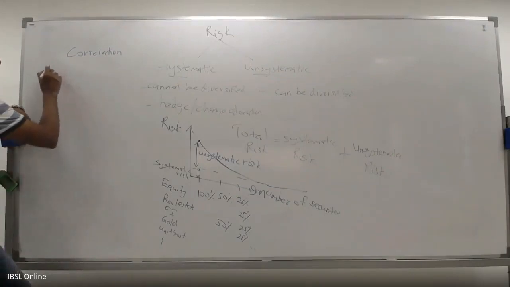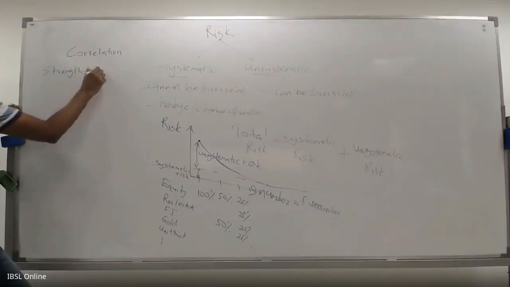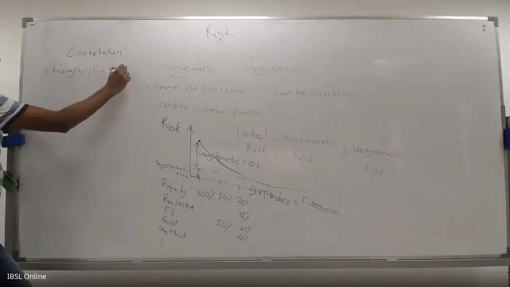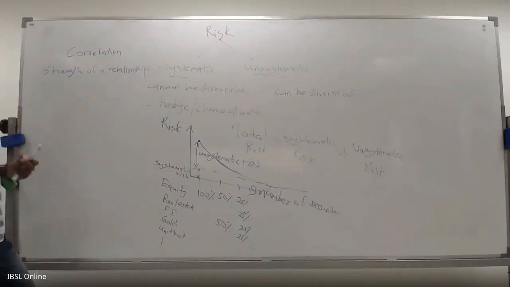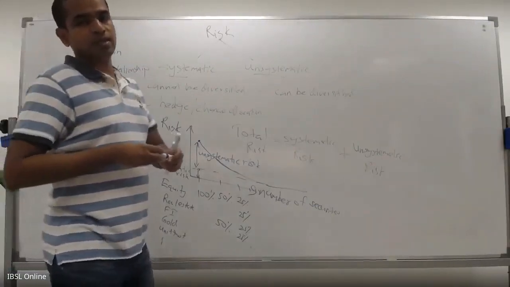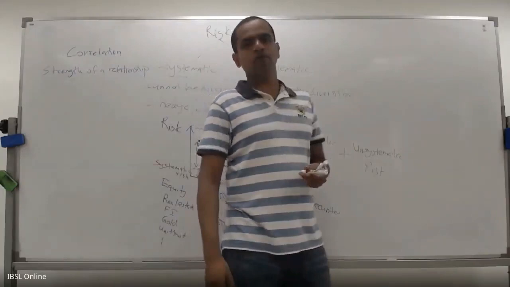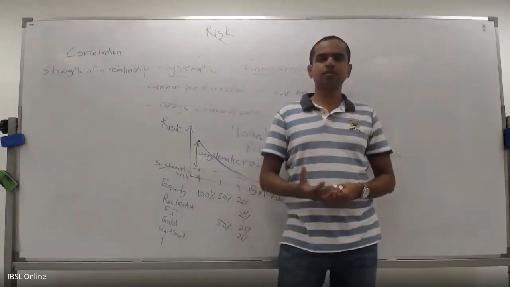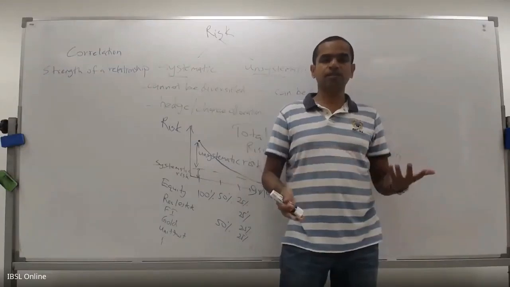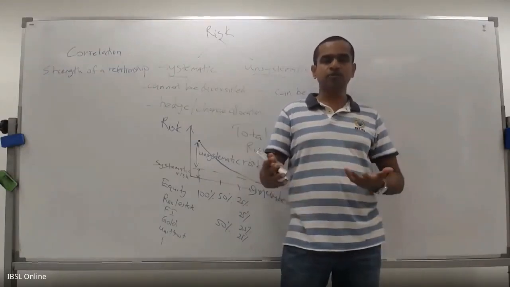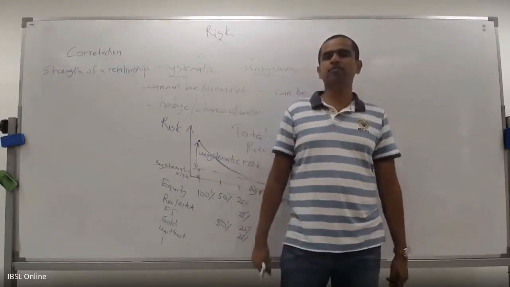Correlation measures the strength of a relationship. For example, if you are married, whenever you say yes, if your wife also says yes, that means perfect positive correlation. Whenever you say yes, your wife says no, or when you say no, your wife says yes, it is perfect negative correlation.